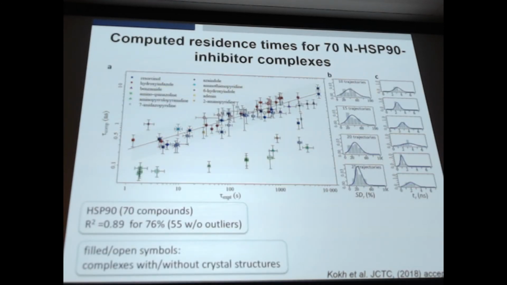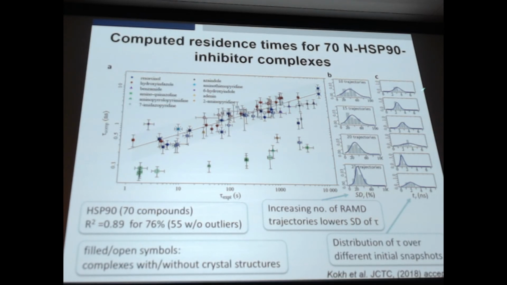So this is the result we get for this data set. Here's the computed residence time versus the experimental one. You'll see that most of the compounds lie on this line here, with about a factor of twofold range for agreement between experiment and computed values. This is not dependent on whether we have crystal structures or not. The reliability here is dependent on how many trajectories you do. So as you increase the number of trajectories, you reduce the standard deviation in your computed residence time. In some systems you have dependence, and in others less dependence, on the initial snapshot that you start the RAMD trajectories from. That depends very much on the system.